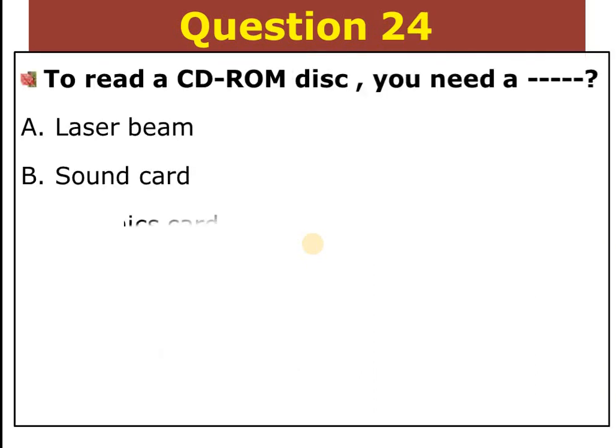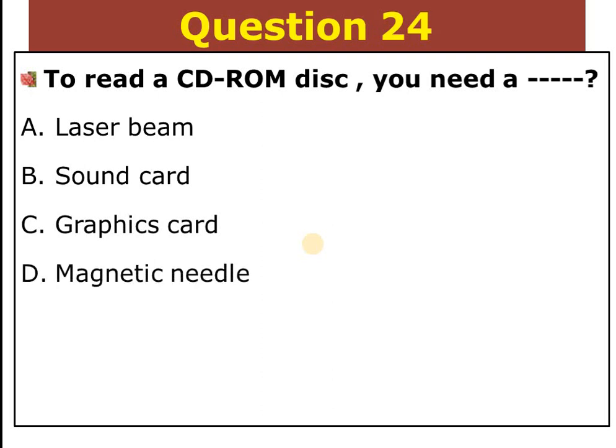Question number 24. To read a CD-ROM disk, you need a blank. A. Laser beam. B. Sound card. C. Graphics card. D. Magnetic needle. The answer is choice A. There is a beam called a laser beam, which is used to read a CD-ROM disk. Otherwise, the CD-ROM cannot read any document.